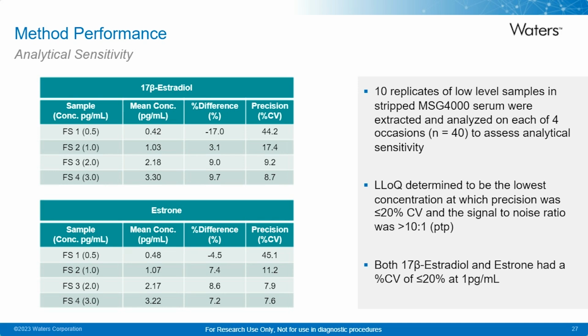And as you can see from the table, the percent CVs and percent difference from the nominal values for estradiol and estrone are shown, and both analytes achieved percent CVs of less than or equal to 20% at 1 picogram per mil.